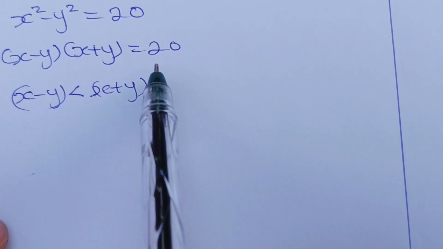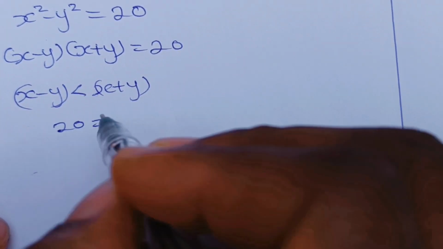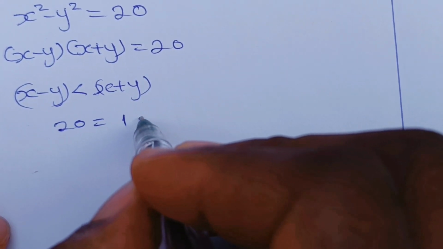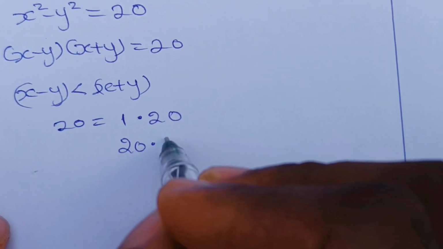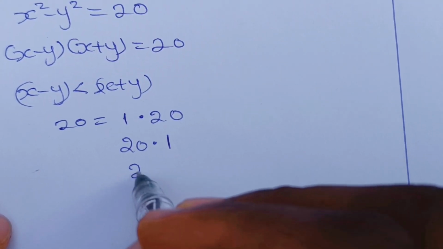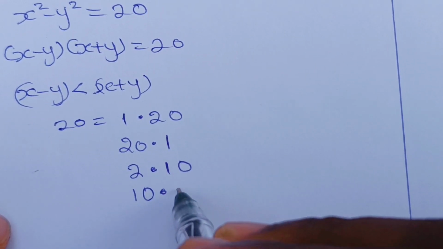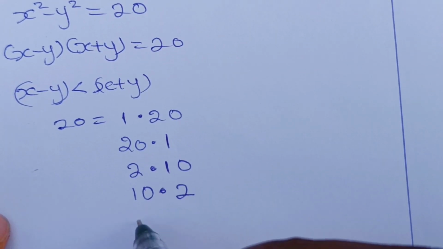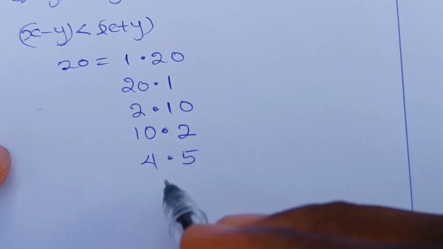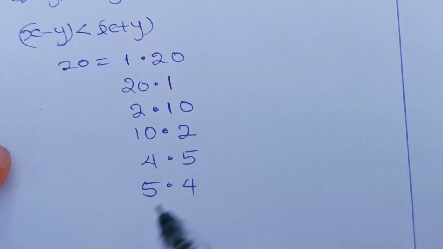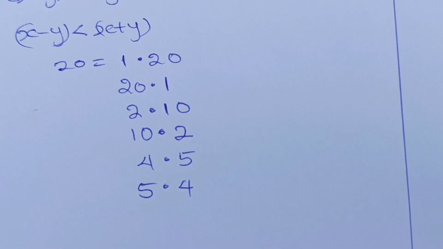Now we can express 20 in so many ways. 20 is equal to 1 multiplied by 20, 20 multiplied by 1, 2 multiplied by 10, 10 multiplied by 2, then 4 multiplied by 5, and 5 multiplied by 4. So these are the possible ways we can express 20, right?